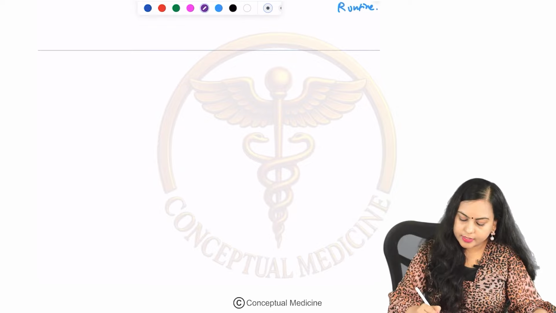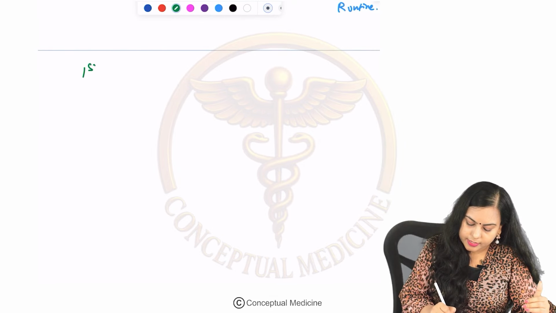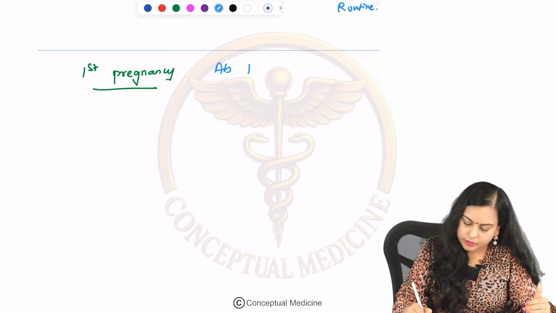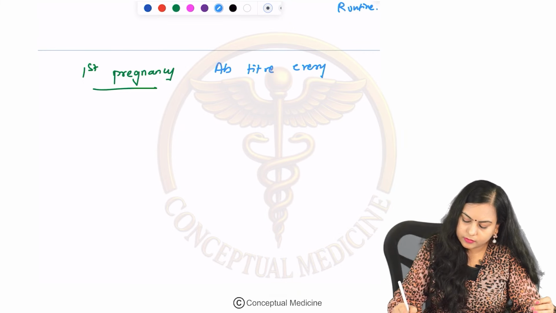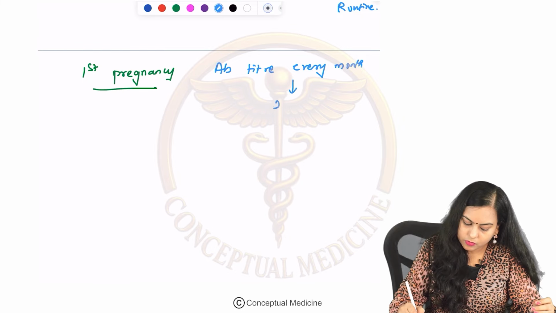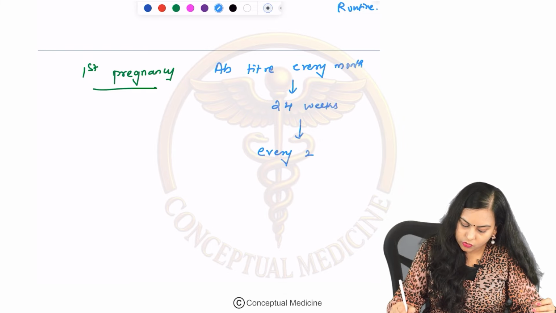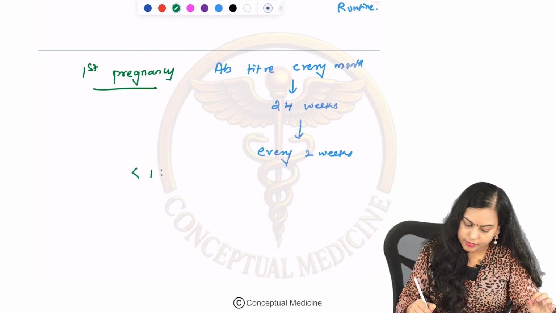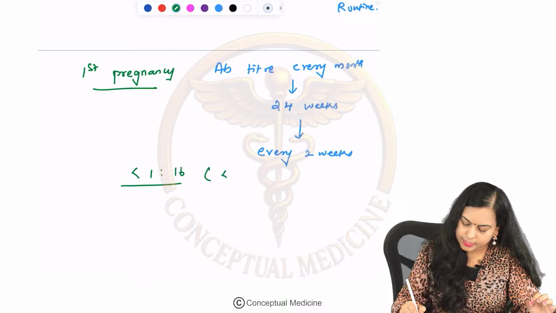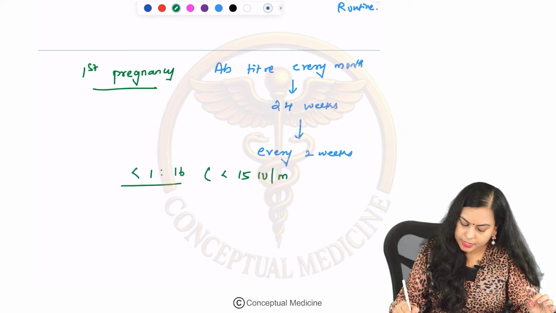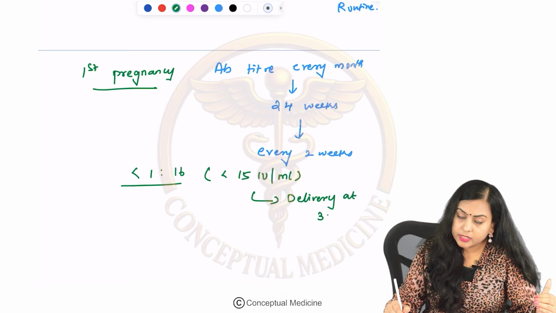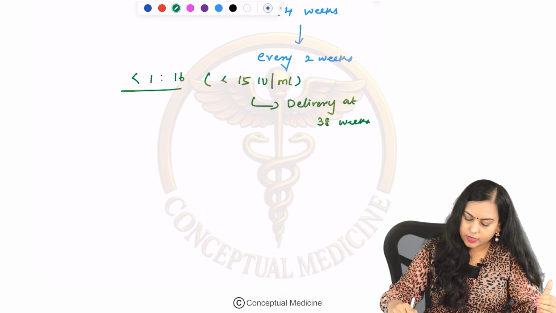So, what you will do in that case? Suppose if it is going to be first pregnancy, then antibody titer should be done every month up to 24 weeks, then it will be done every 2 weeks, okay. Suppose if the titer is less than 1:16 or less than 15 international units per milliliter, then you can safely plan delivery at 38 weeks of gestational age. Okay.